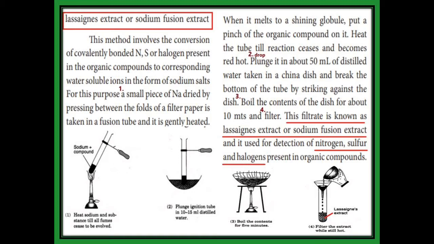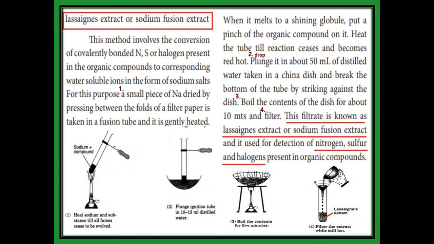That nitrogen, sulfur, halogens we have to change into water soluble ions in the form of sodium salt in this Lassaigne's extract. So the first step in the Lassaigne's extract is we have to take a small piece of sodium metal. The sodium metal is a very reactive metal, so it is kept in oil. So we take out the sodium metal from the oil and then dry it by pressing between filter paper. After that the sodium metal is taken in the fusion tube.